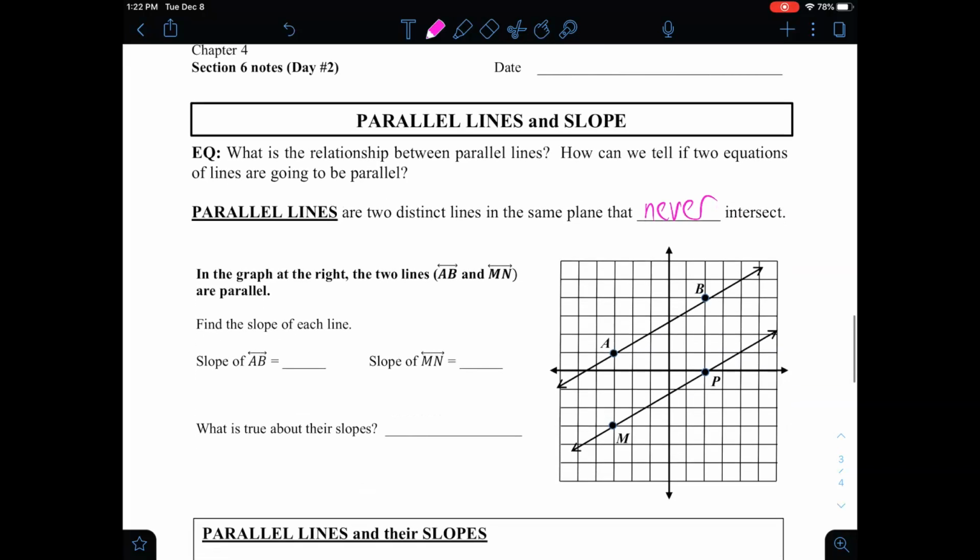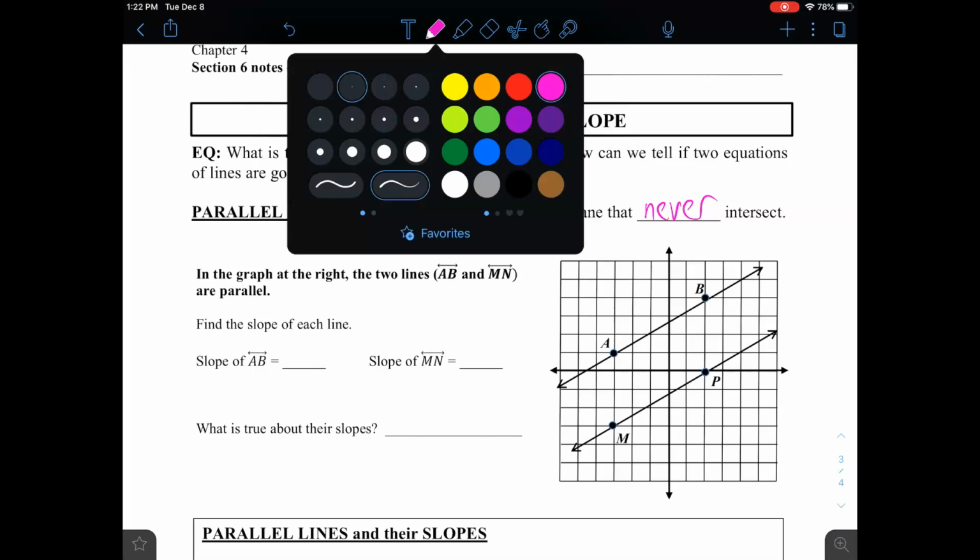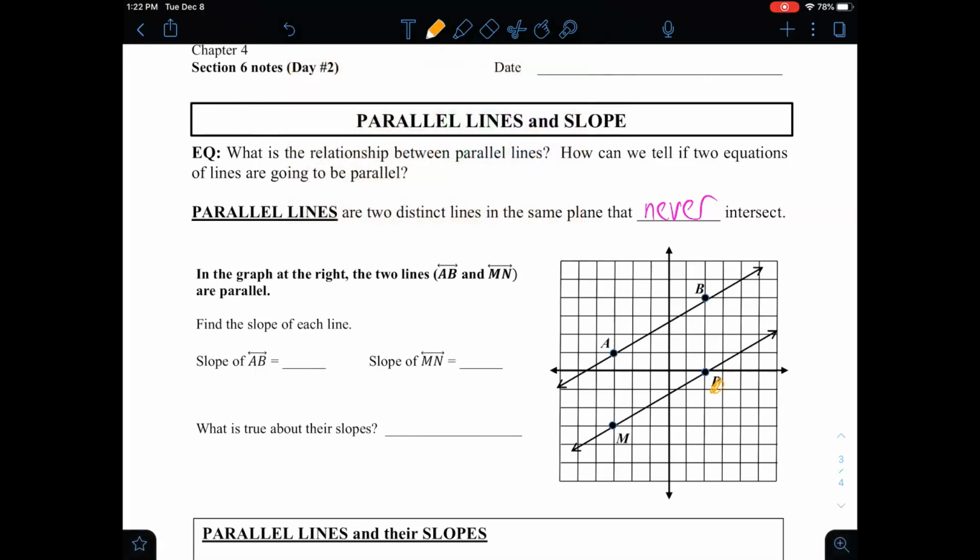It says in the graph at the right, there are two lines, AB and MN, that are parallel. Find the slope of each line. This should actually be an N right here, so just keep that in mind. That point's going to be an N. So let's just calculate the slope and see what we get here.